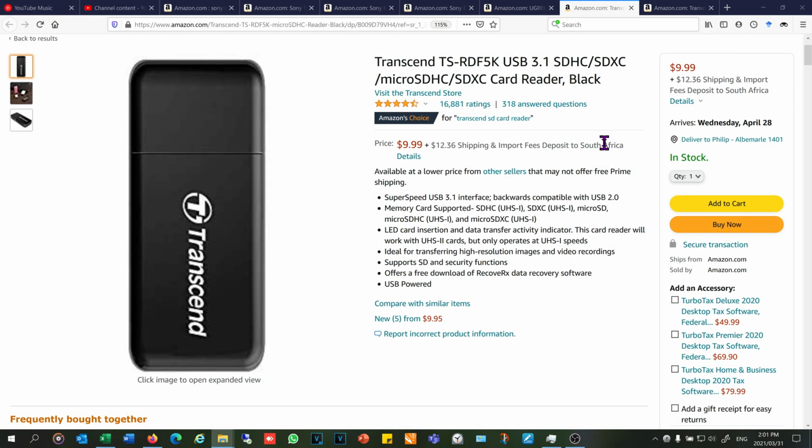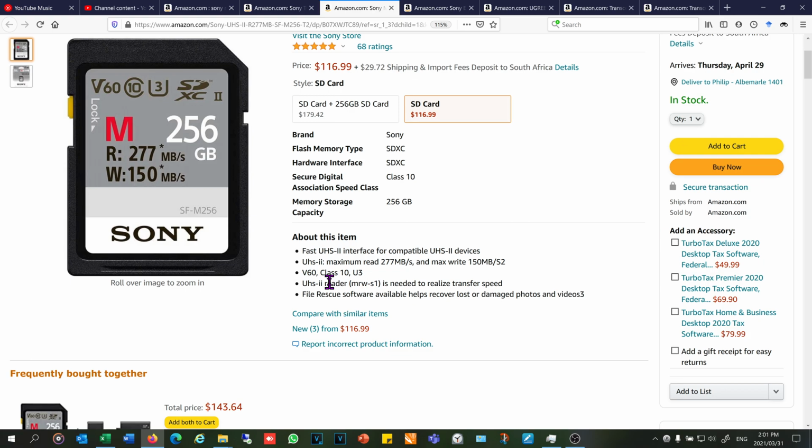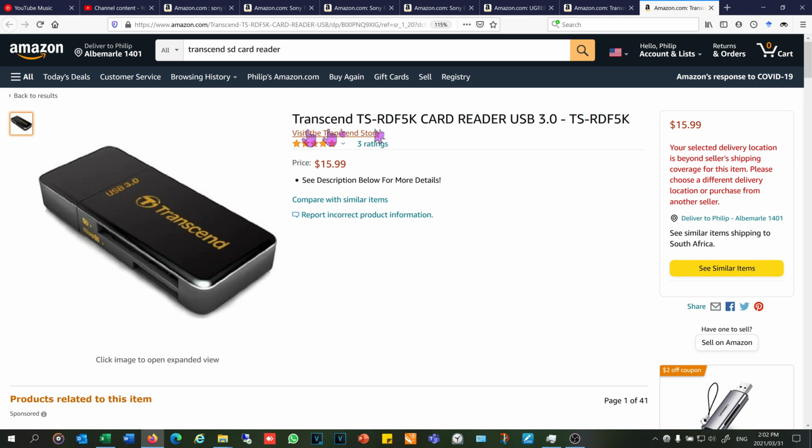Right, so when it comes to the card readers, what you're looking for is this specification over here, and it actually states it on the Sony cards recommendation. It says the UHS-II, UHS 2 reader is needed in order to realize these transfer speeds. So I have this Transcend card reader.